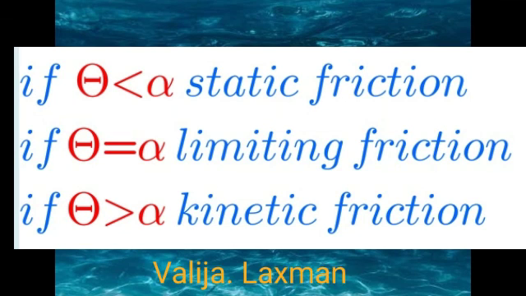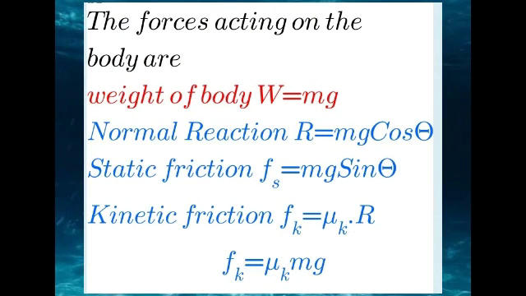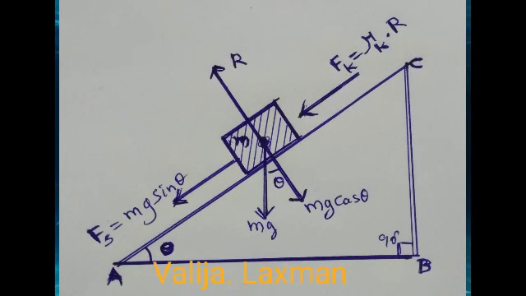Now consider the situation when the body is sliding up the inclined plane. The forces acting on the body are, first, the weight of the body, W equal to mg. Second, the normal reaction, R equal to mg cos theta. Next, the frictional force Fs equal to mg sin theta in the downward direction parallel to the inclined plane. And fourth, the kinetic frictional force Fk equal to mu k R, that is mu k into mg cos theta.